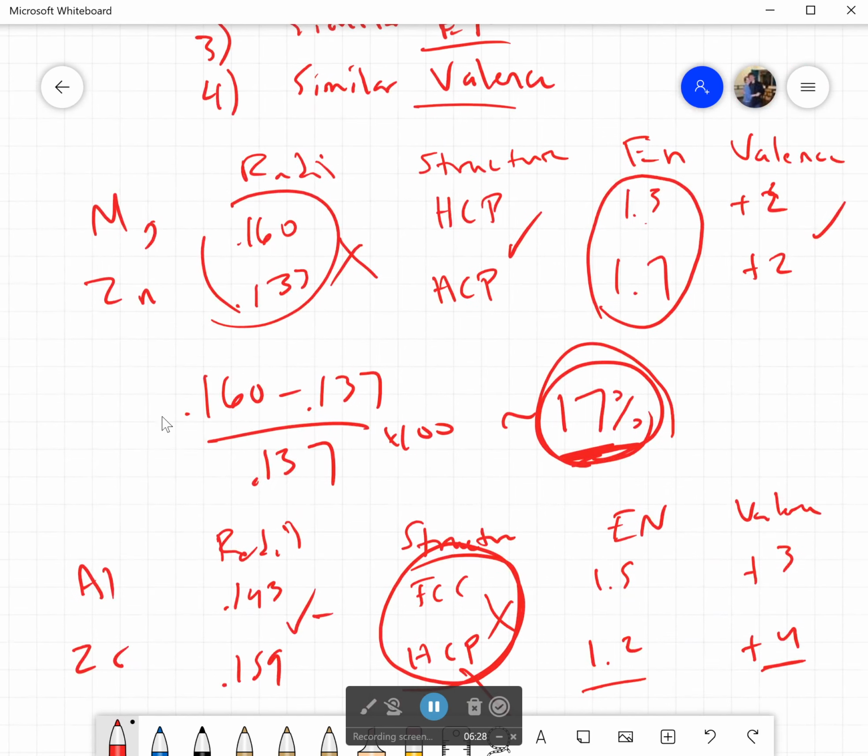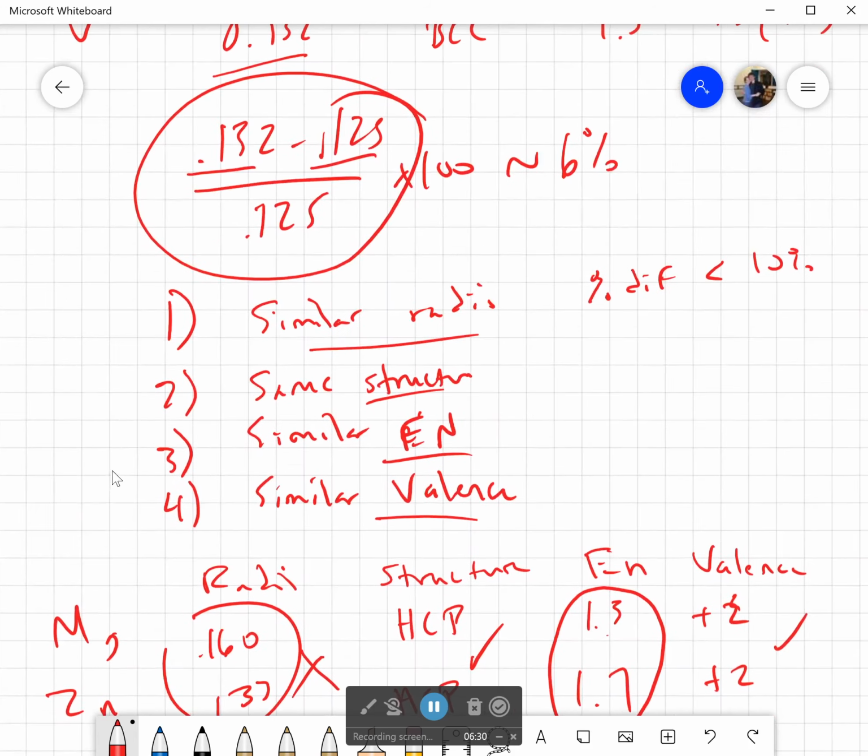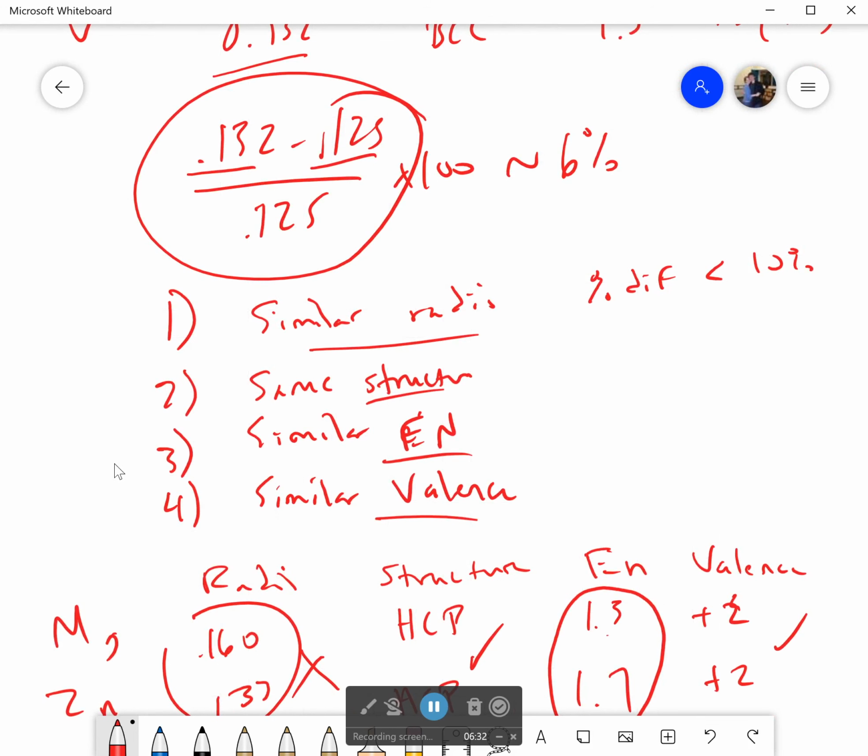Okay, so three examples, and I've walked through all these Hume-Rothery rules. Remember, similar radii, same crystal structure, similar electronegativity, and similar valence. All these need to match for them to be able to have a complete solid solution.